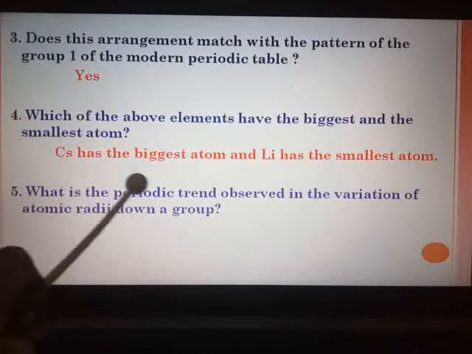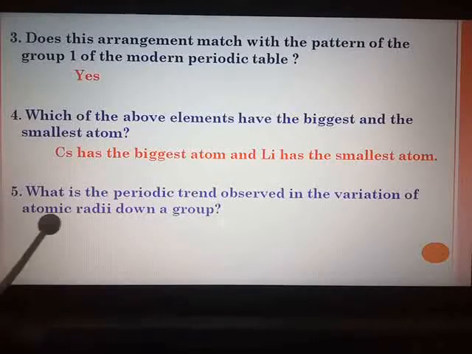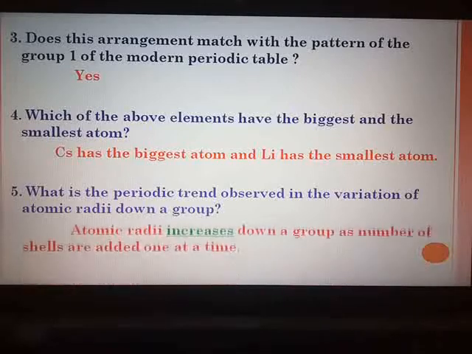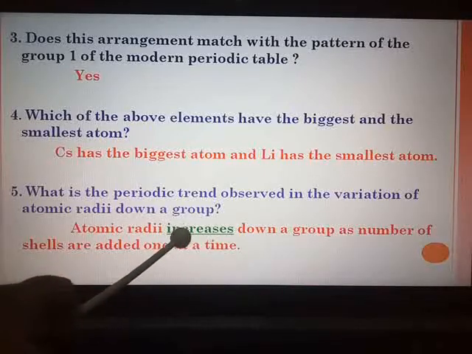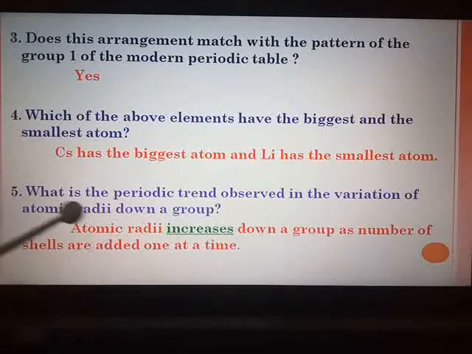What is the periodic trend observed in the variation of atomic radii down a group? If you go down a group, you can see that atomic radius is increasing, as the number of shells are added one at a time. I hope both these activities, which are extremely important from the examination point of view, are understood by you and you do not have any type of confusion.